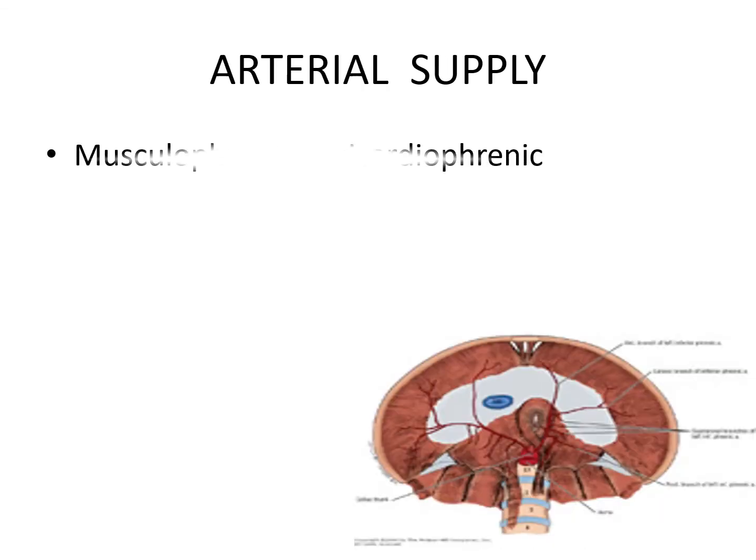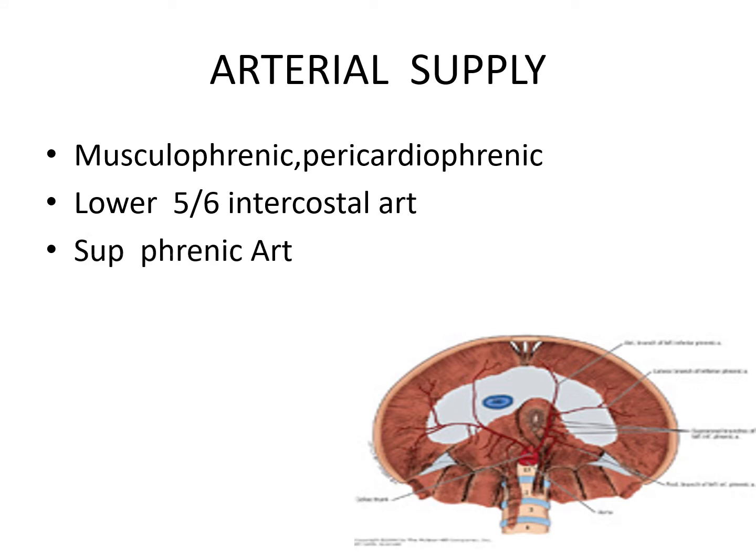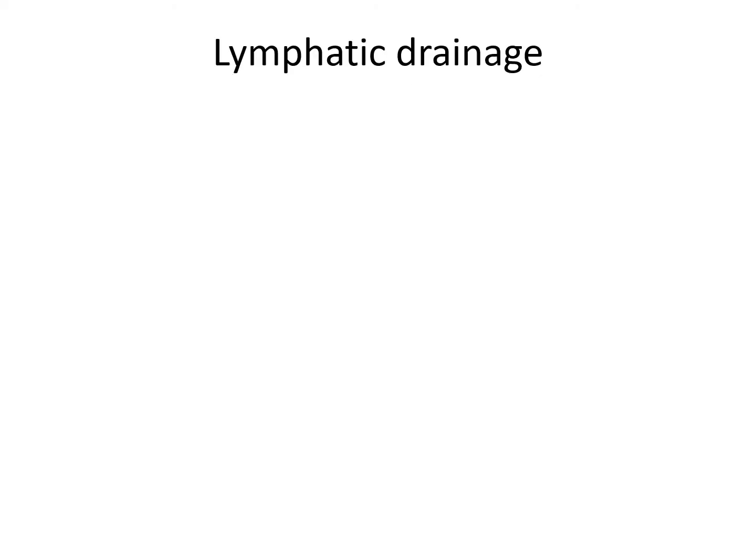Then we have the arterial supply by the musculophrenic and pericardiophrenic, that is branches of the internal thoracic again. Then we have the lower 5 or 6 intercostal arteries, the superior phrenic artery, a branch of the thoracic aorta, and the inferior phrenic artery, which is a branch of the abdominal aorta.